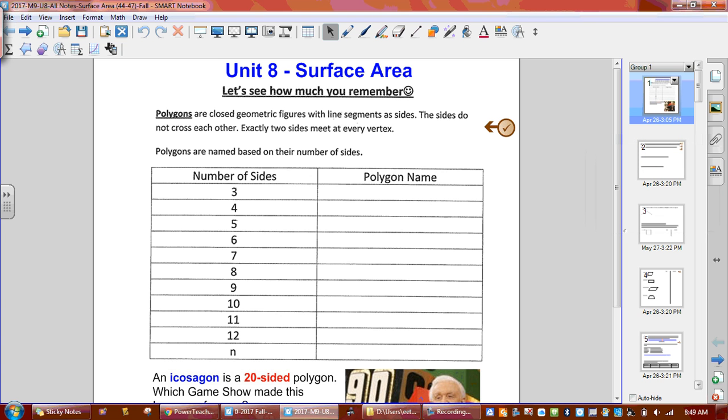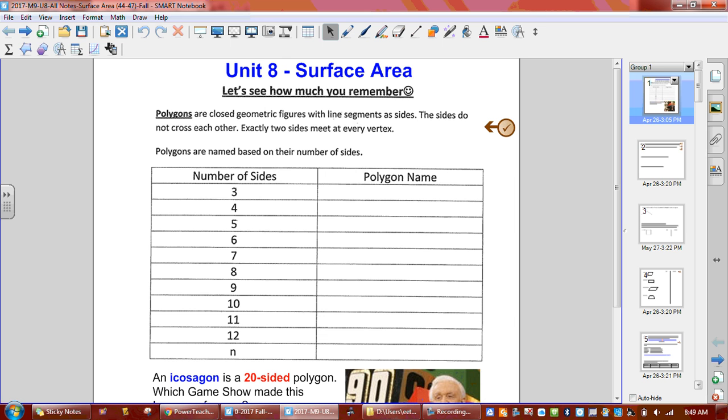Okay, welcome to Unit 8, Surface Area. This is lesson 8.1. So we're going to go over a couple little things here. We know different polygons. Now there's a difference between a regular polygon and an irregular polygon. A regular polygon basically has all the same side lengths. Just like a triangle, 3 sides, they would all be the same length, equilateral triangle.